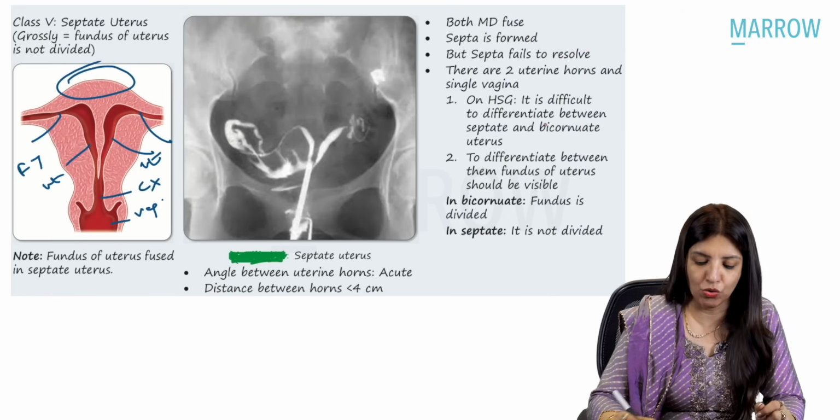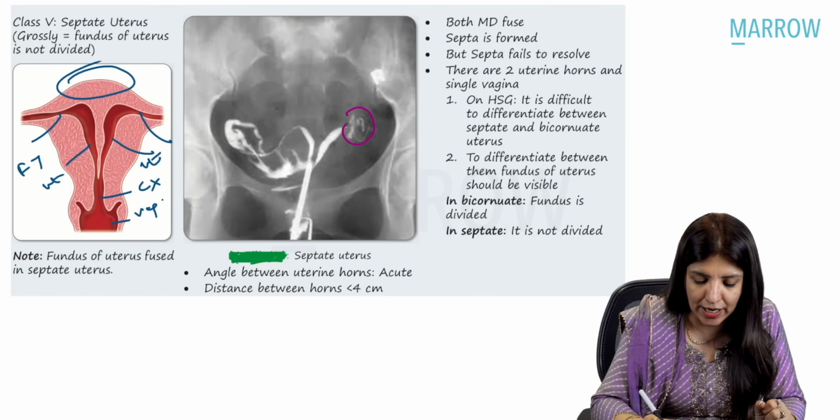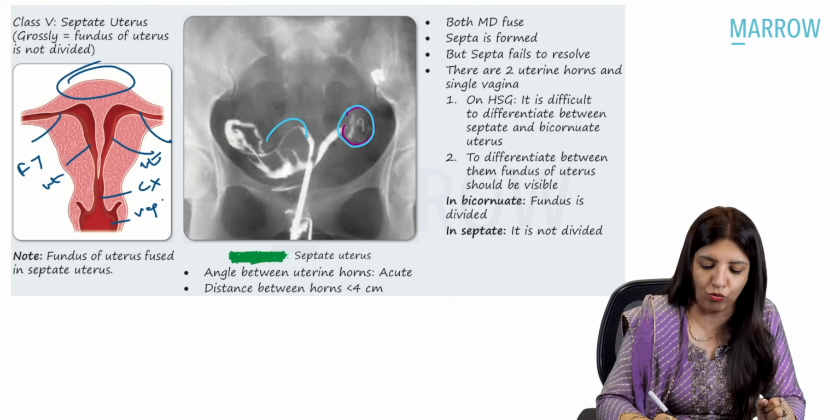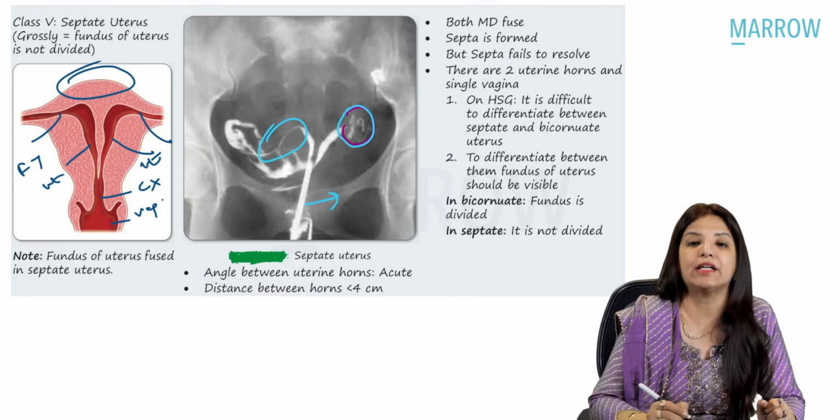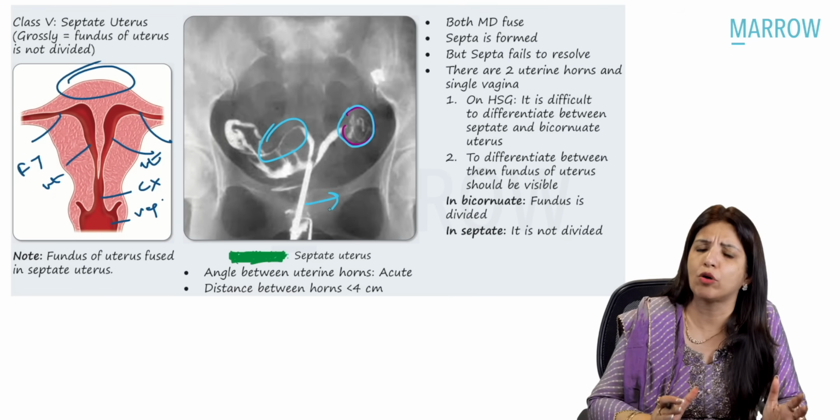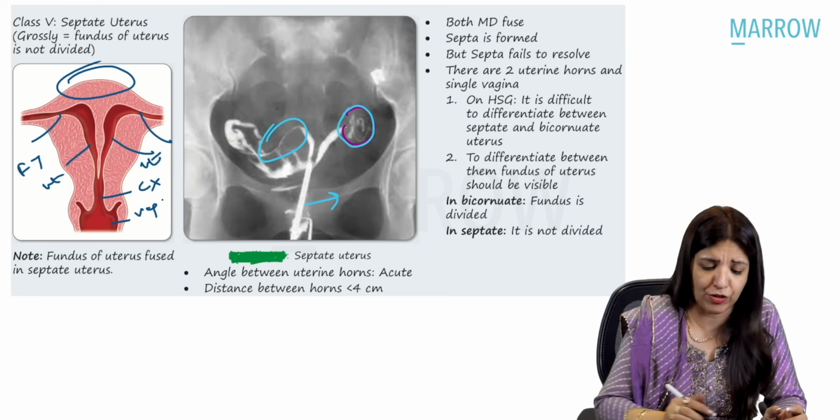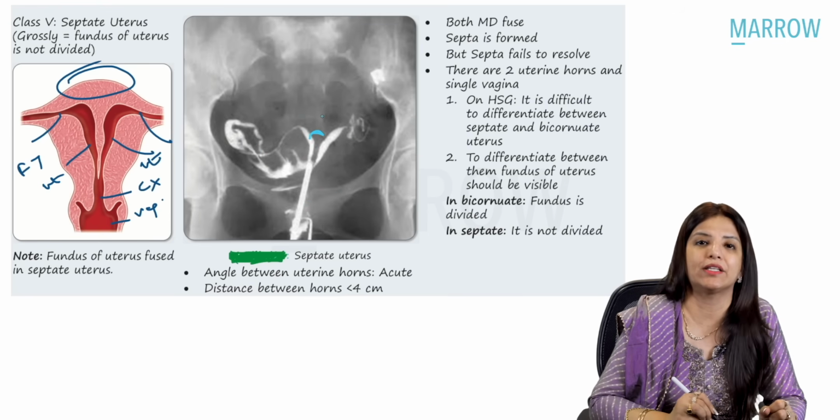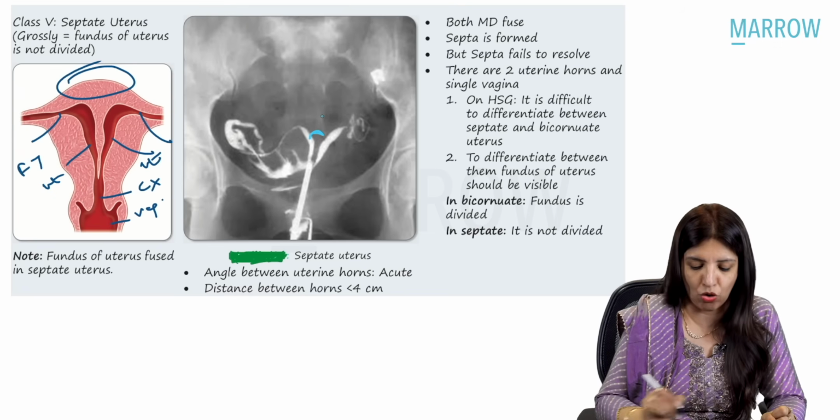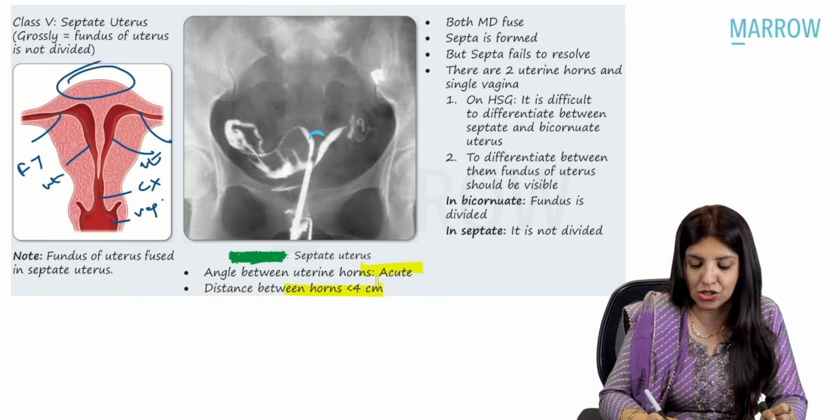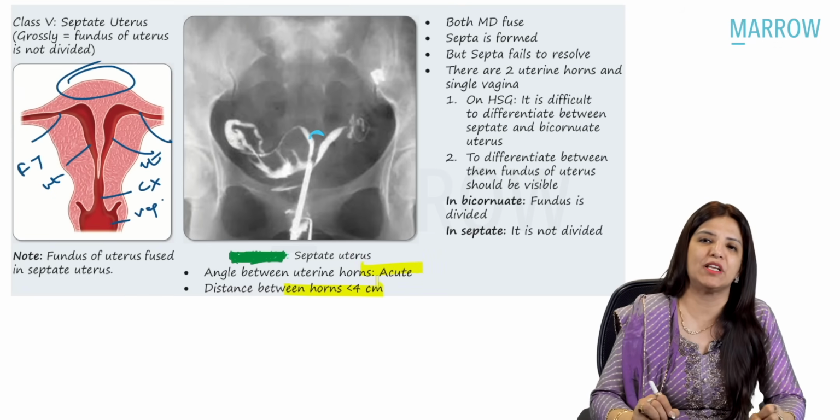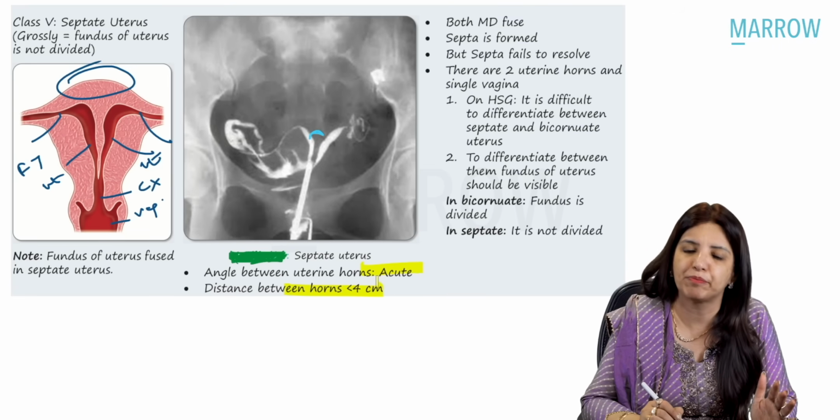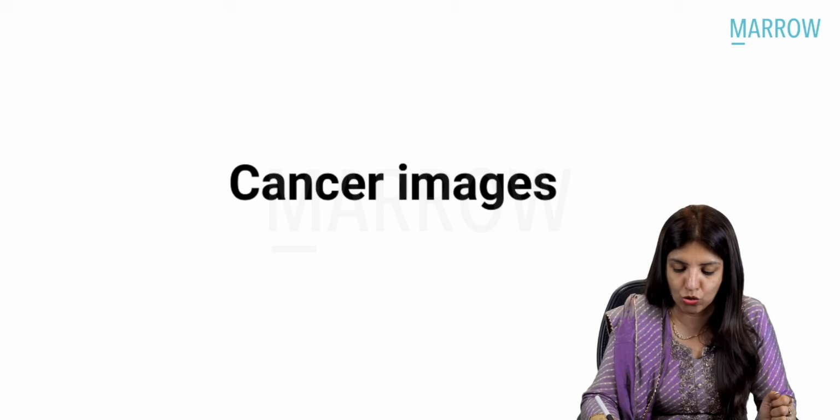On the other hand, look over here. In this HSG, again, I'm getting 2 fallopian tubes. Again, I'm getting a single Leach-Wilkinson cannula, so it cannot be a unicornuate uterus, it cannot be a didelphys uterus. Now, again, between the 2 uterine horns, look at the angle. The angle between the 2 uterine horns is acute, right? And the distance between them is less than 4 centimeters. That is why this is an HSG belonging to a septate uterus. Is that clear to all of you?